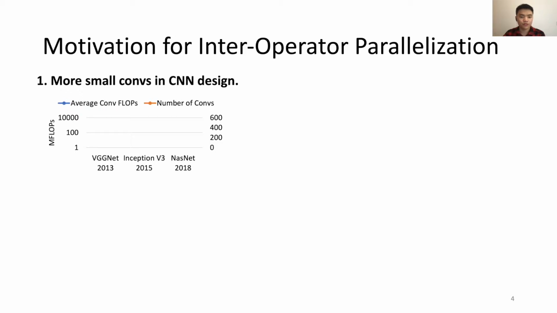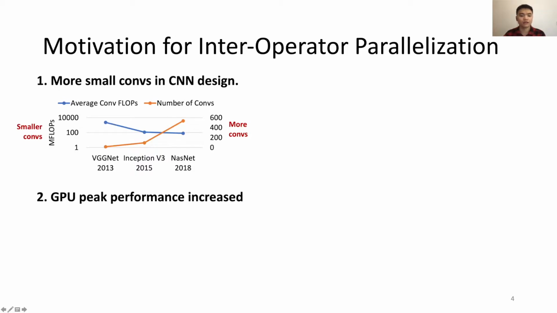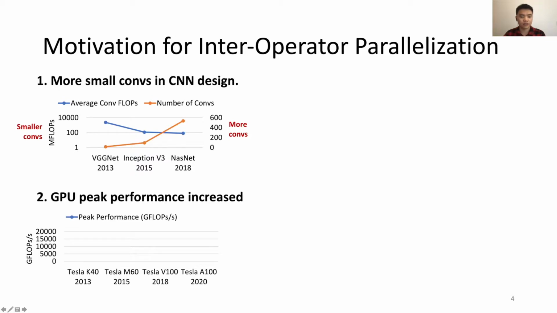Here we use VGGNet, Inception V3, and NASNet as examples. People tend to use more convolutions in their network. However, the average size of convolution decreased. On the other hand, the GPU peak performance increased a lot. We take NVIDIA Tesla GPUs as an example. The peak performance increases almost linearly with time.